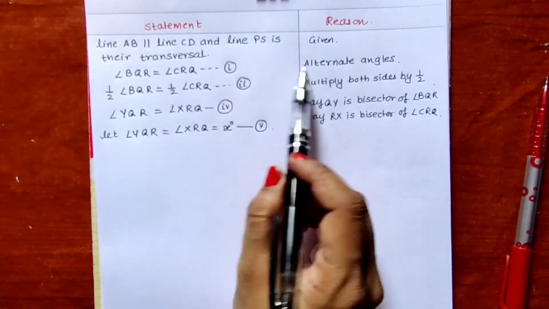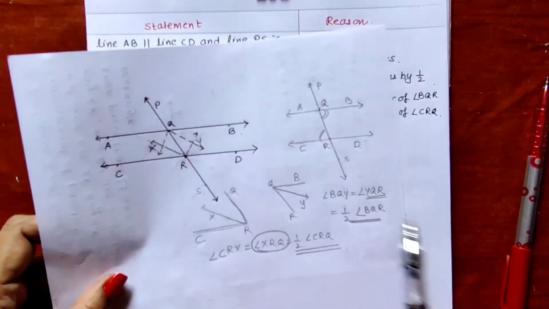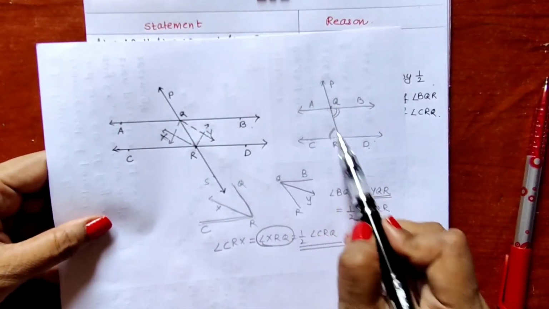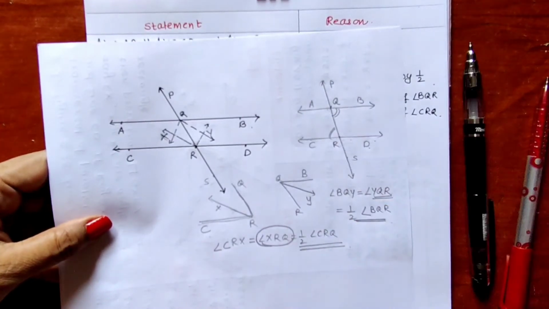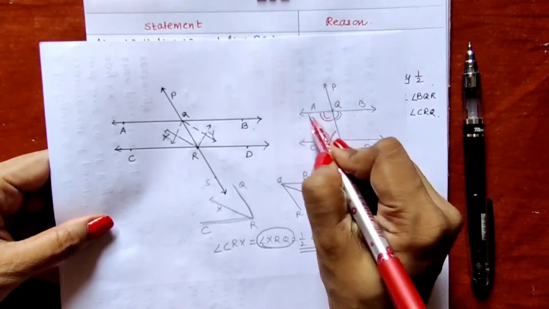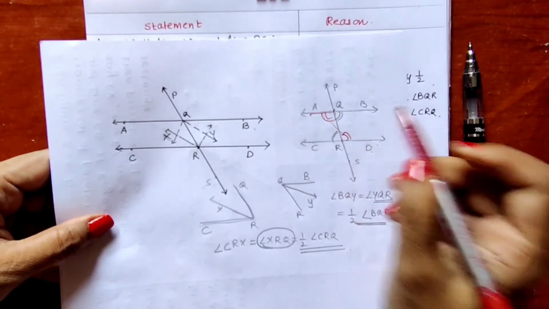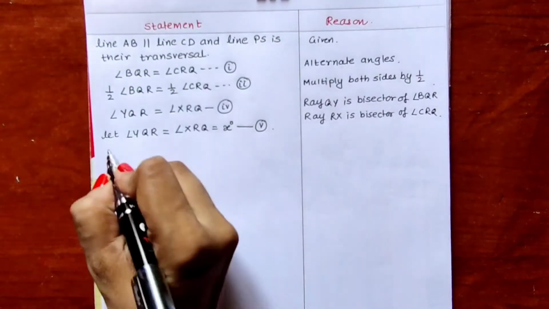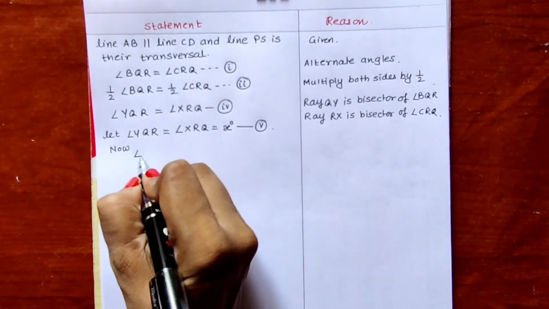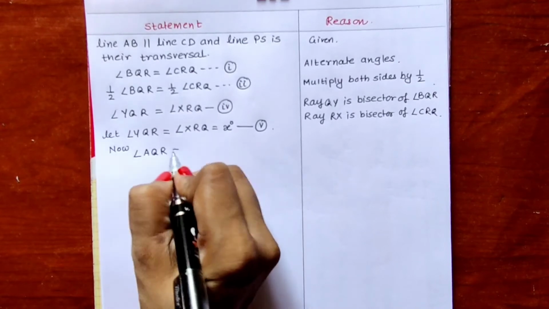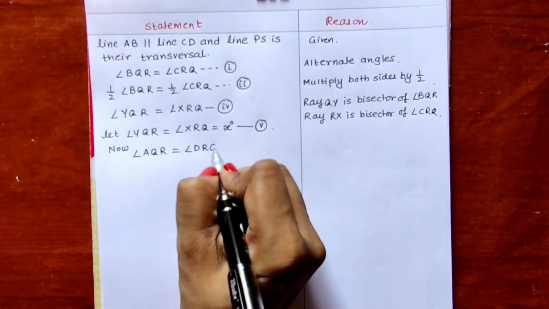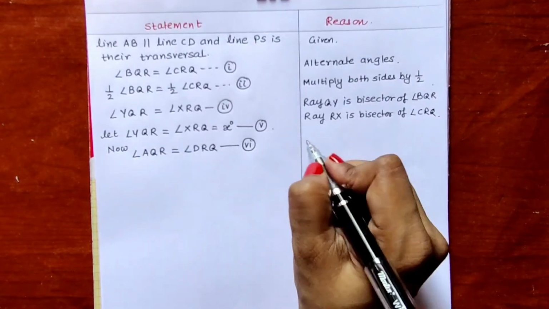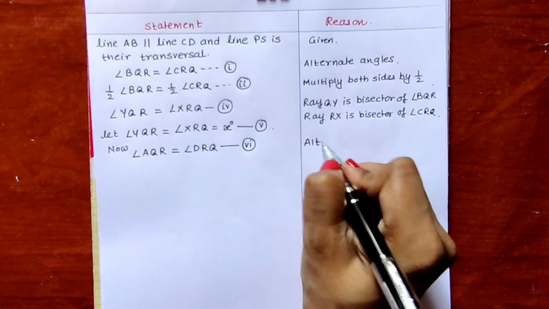Now we have taken the first pair of alternate angles. Now we will take the second pair, as I showed you in the beginning: AQR and DRQ. This AQR and DRQ is the second pair of alternate angles. So angle AQR is equal to angle DRQ. This is my sixth statement. For the sixth statement, the reason is alternate angles.